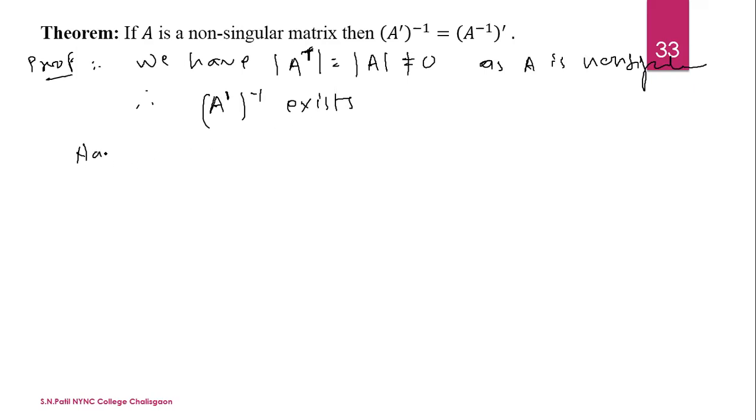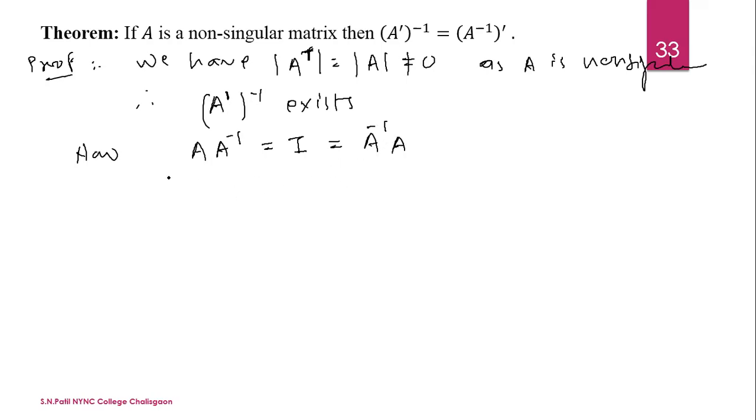Now, A into A inverse. Why do we write this statement? If the determinant of the transpose of the matrix is non-zero, then its inverse exists. That's why we write this statement. Now A into A inverse is equal to what? Identity matrix. We know the relation. Otherwise A inverse into A is equal to identity matrix.